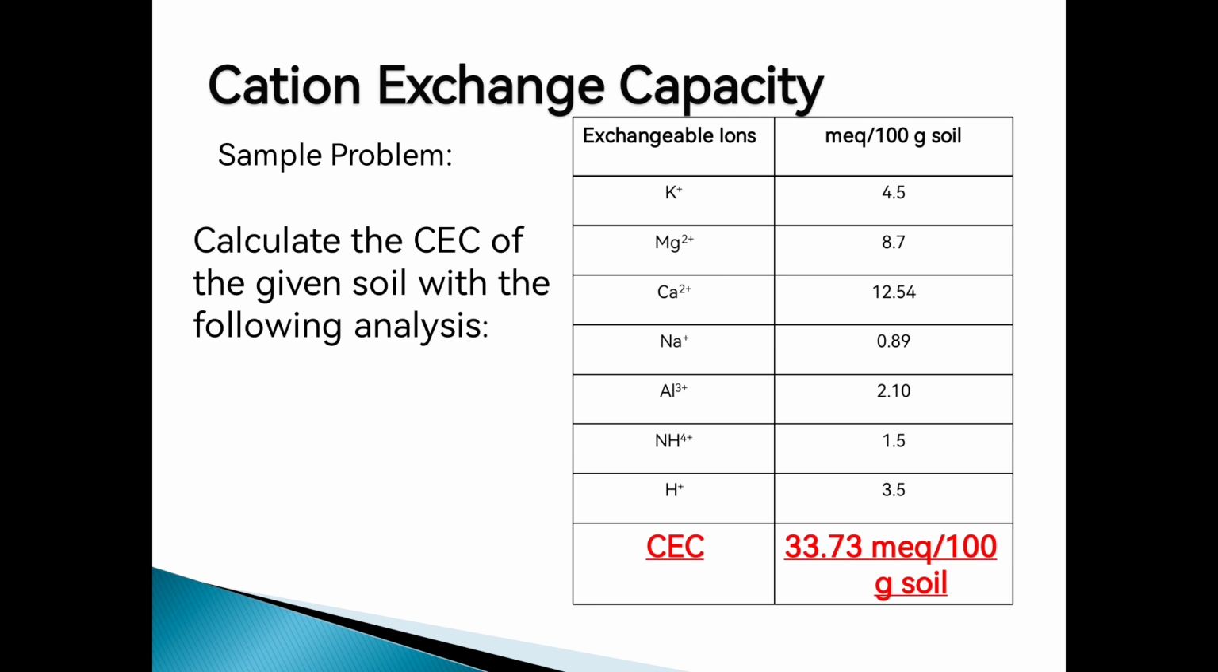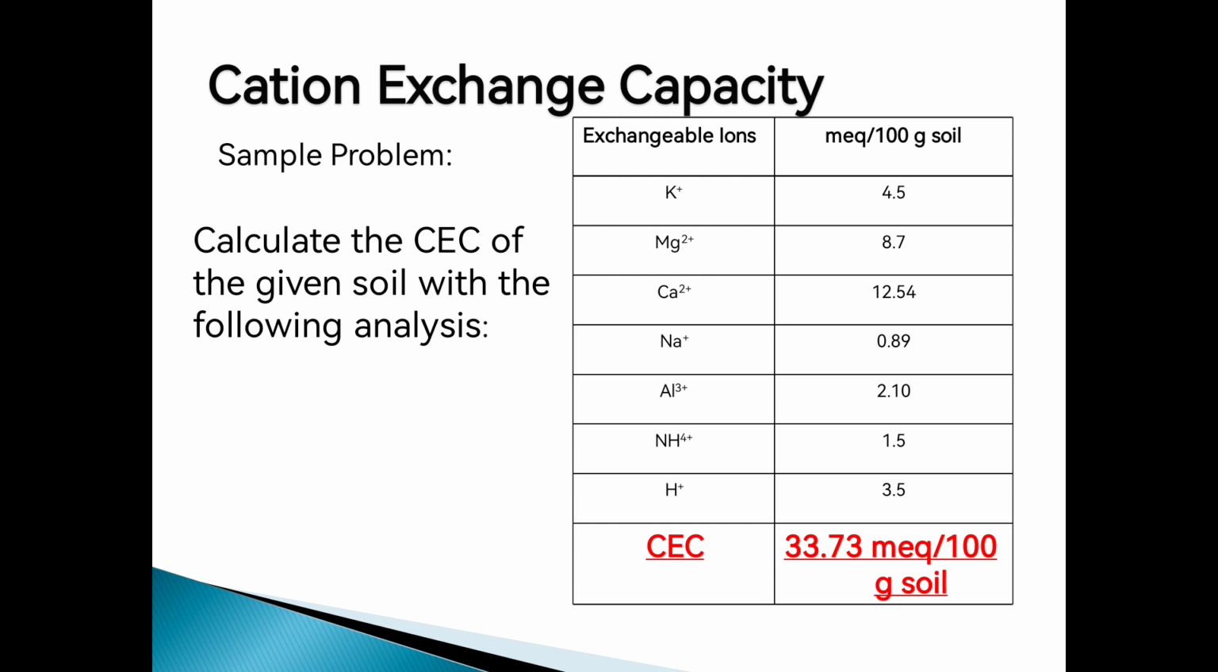We have here the table problem. Calculate the CEC of this given soil with the following analysis. So we have here potassium, magnesium, calcium, sodium, aluminum, ammonium, and hydrogen. And this is the milliequivalents per 100 gram of soil. So this is the result of your soil lab analysis.